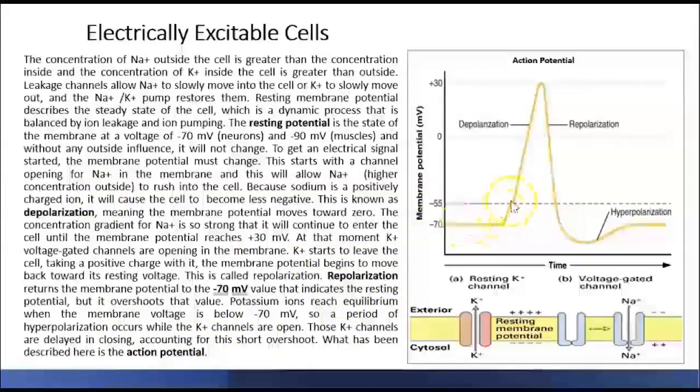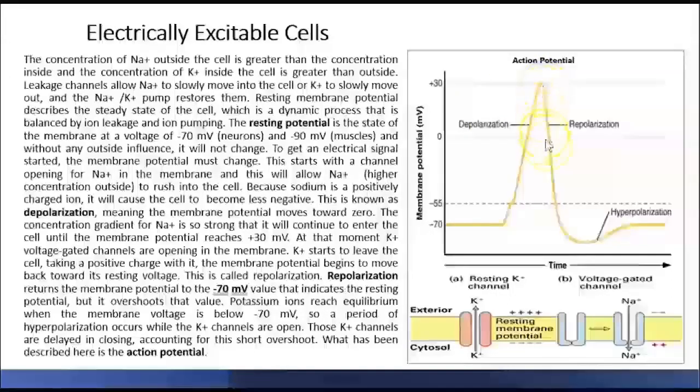In this figure, here's the electrical activity. When the cell is at rest, resting membrane potential, the voltage inside your cell is going to be negative 70 millivolts. What happens? Sodium goes inside the cell, therefore the cell becomes positive, all the way up to positive 30. How do you call this part of the curve going up? Depolarization.